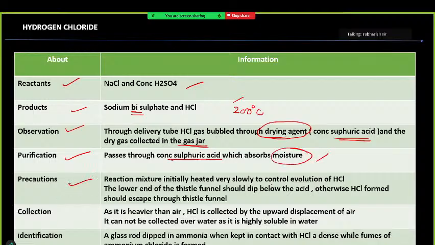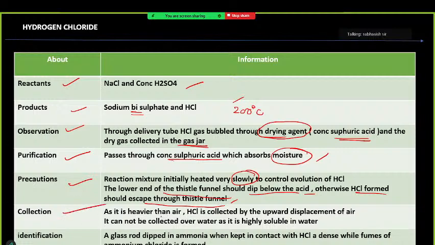Some precautions should be taken. The reaction should be carried out very slowly, and the lower end of the thistle funnel should be deep below the acid. Otherwise, the hydrogen chloride formed would escape through the thistle funnel. So the thistle funnel should be deep below the acid. Otherwise, the HCl gas that is formed would also escape from this thistle funnel.